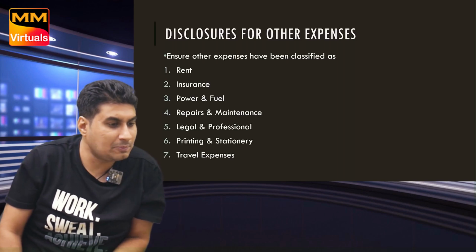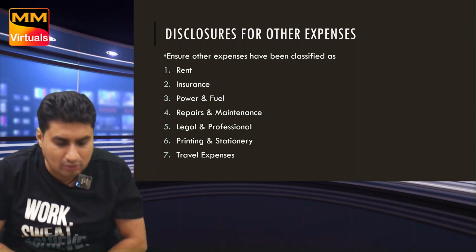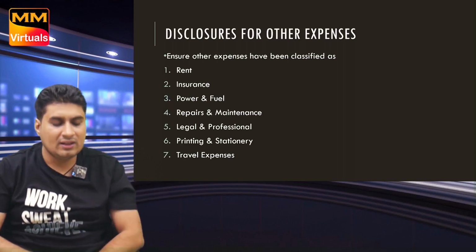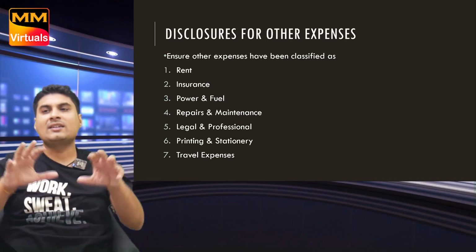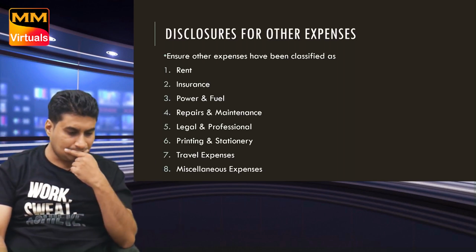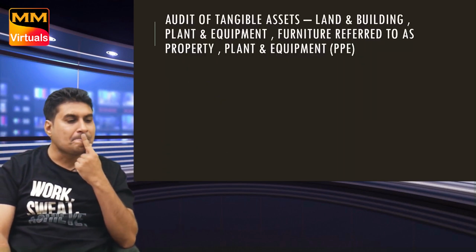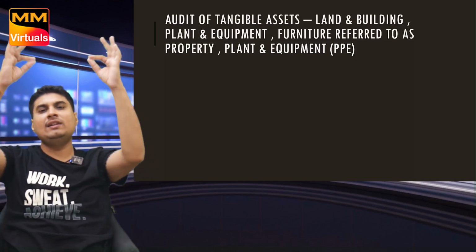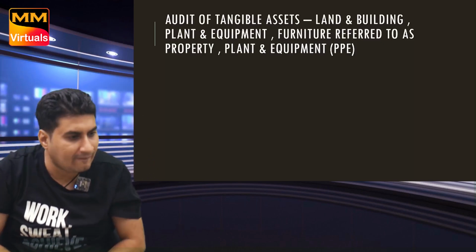Disclosure. As per final accounts, part 1 of schedule 3: rent, insurance, power, repair, legal, printing, travel, miscellaneous. Tell me, fully comfortable or not comfortable?